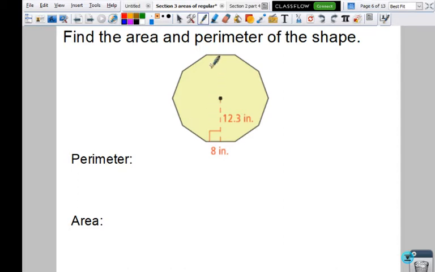Okay, so this has 10 sides, which I believe makes it a decagon. To find the perimeter, we're going to take one side, which is 8, multiplied by 10, which means my perimeter is 80. 8 times 10. 8 inches times 10 equals 80.